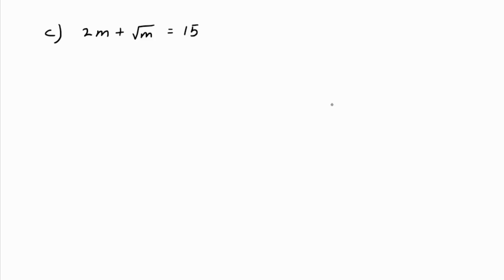In part C, we have 2m plus radical m equals 15. This guy is not a polynomial. Why not? The radical around, you could have like a radical 2 as a coefficient. That's no problem. But it's the radical around an unknown that makes it not a polynomial.